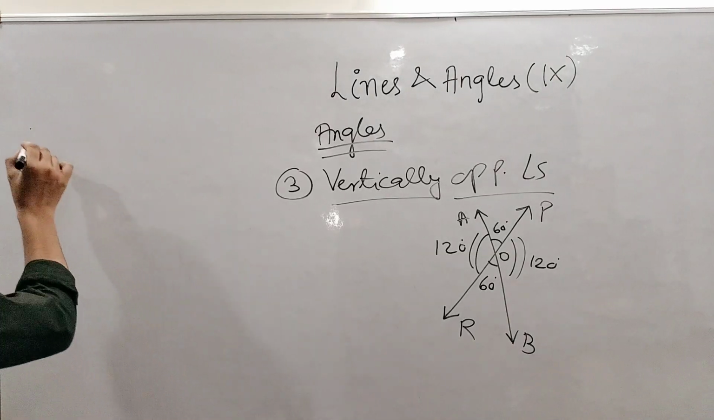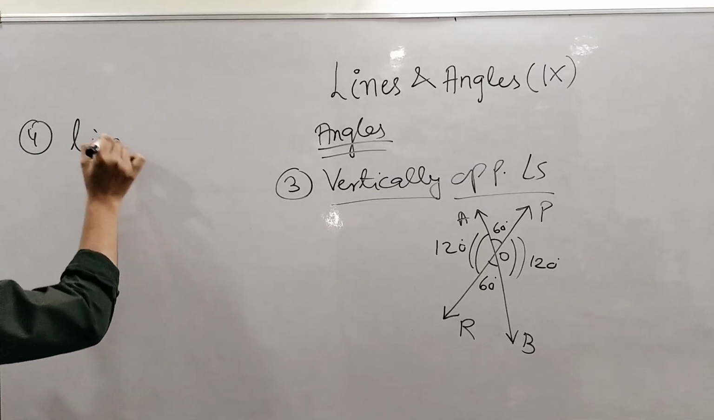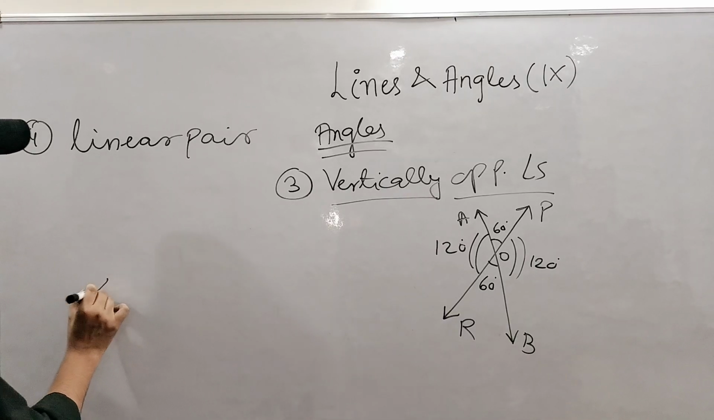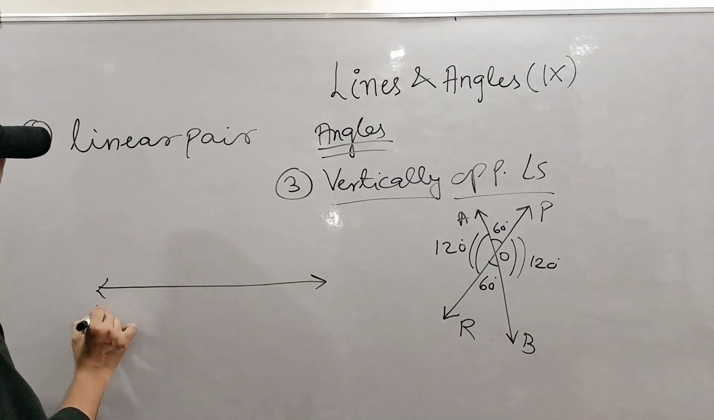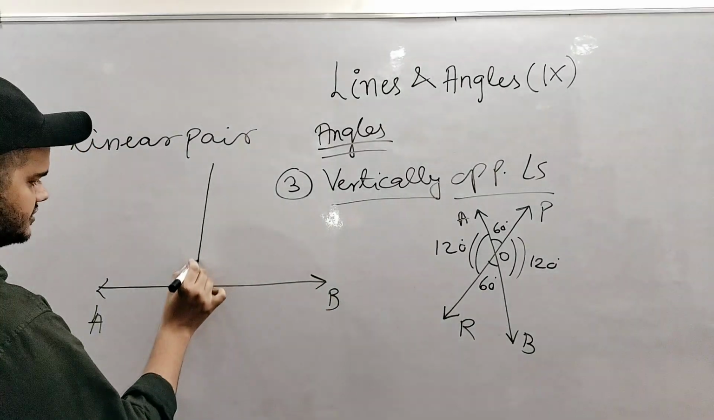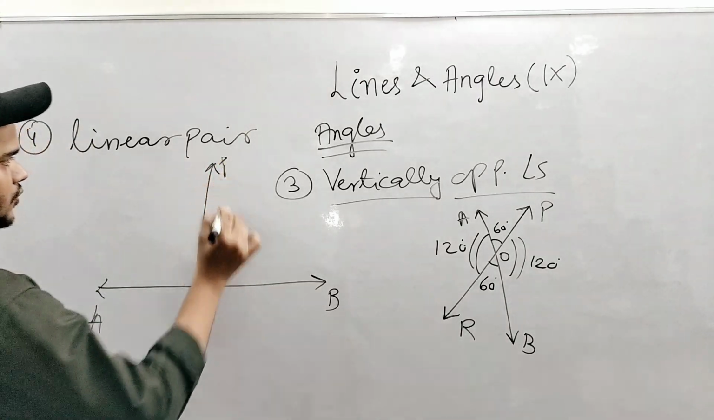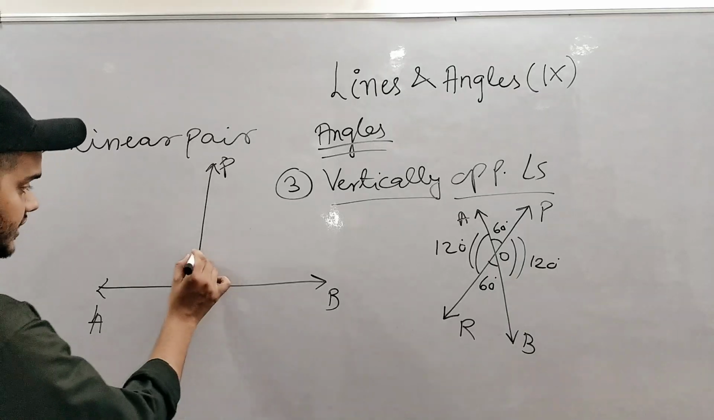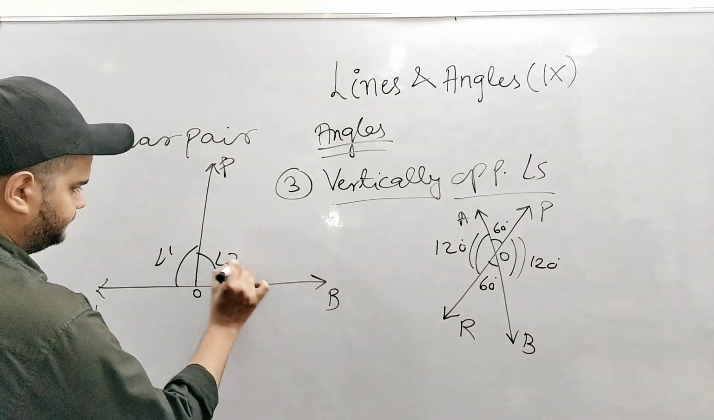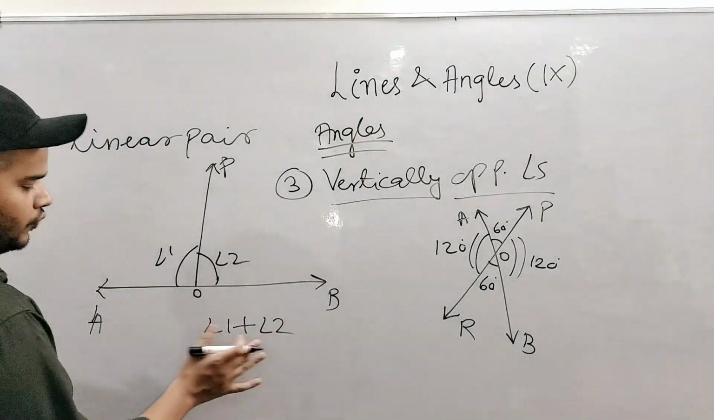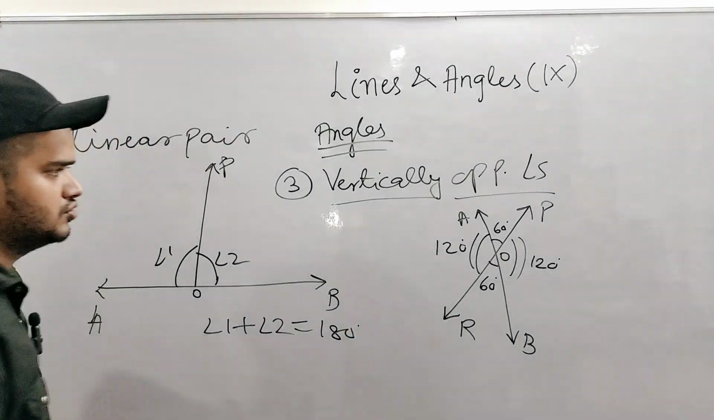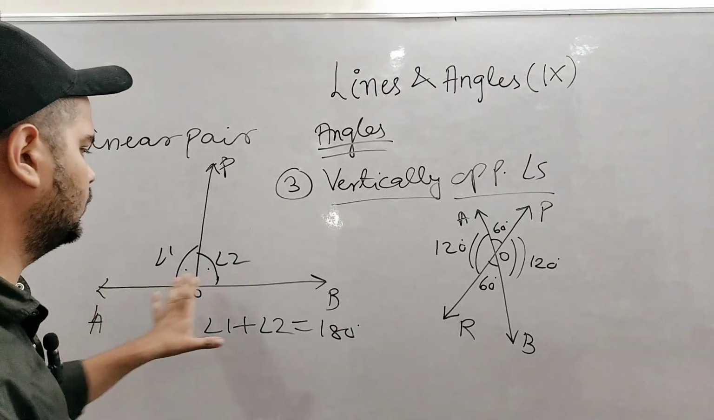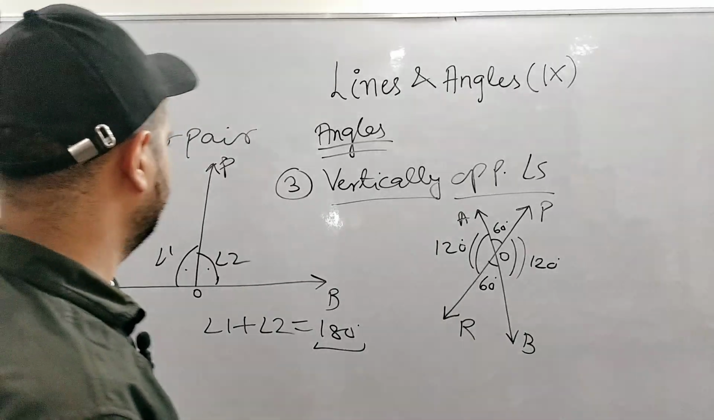Now fourth is linear pair. What are they? Let us take a line AB which has a ray lying on it whose name is OP. Let us take a line AB और इस लाइन पे एक रे है OP. Then these two adjacent angles, one and two, form a linear pair whose sum is equal to 180 degree. Linear pair: when the sum of two adjacent angles lying on a line is 180 degree. Okay, note it down.